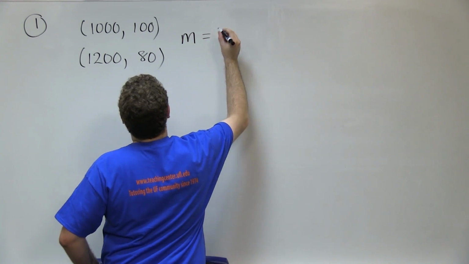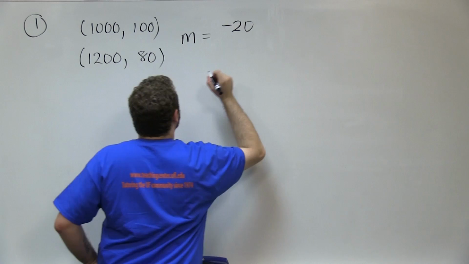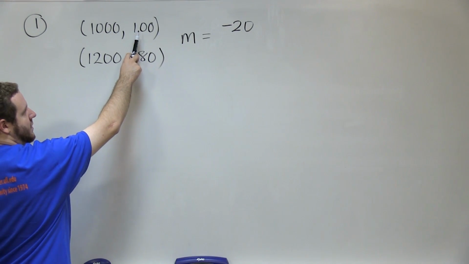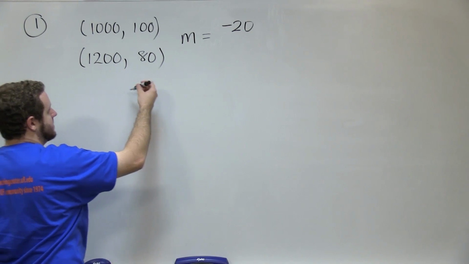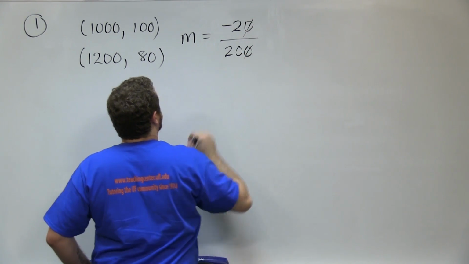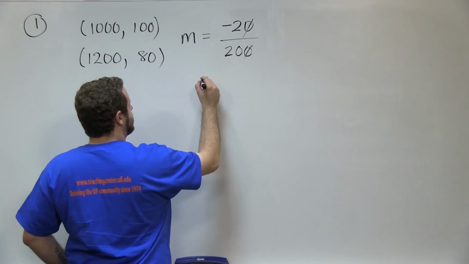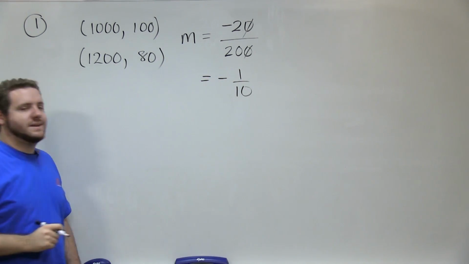So our slope would be, I'll put -20 on top because our y values, our price went from 100 down to 80, and our x went from 1,000 up to 1,200. So that's 200. We get one of the zeros to cancel out, -2 over 20. In other words, -1/10.